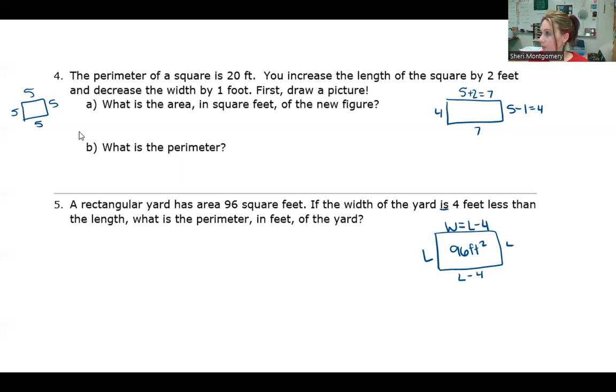Well, we have to know what L is to be able to do that. To do that, we know that the area is 96. And to get 96, we had to multiply the two sides. So the two sides are L times L minus 4. So we're going to have to multiply. L times L is L squared.